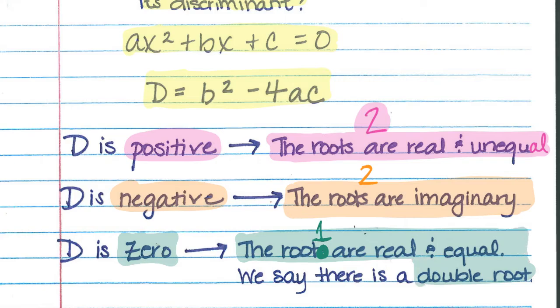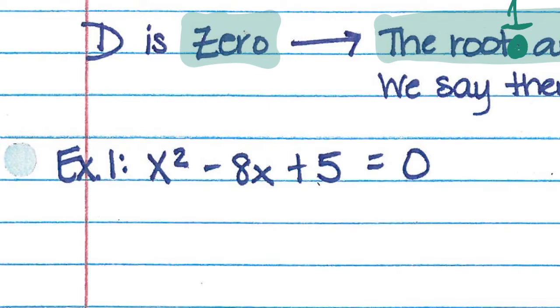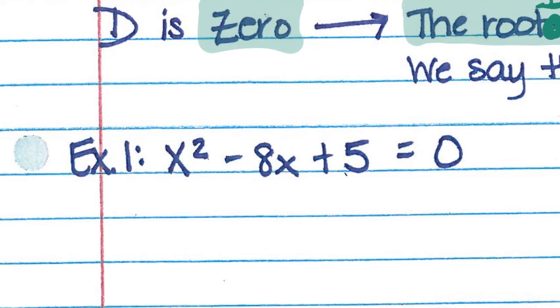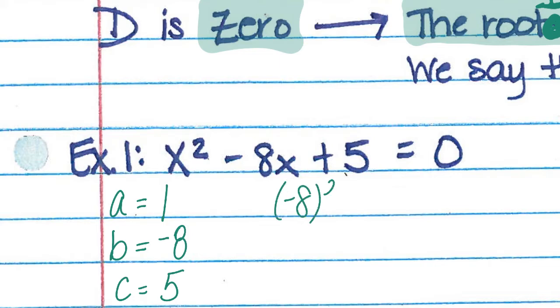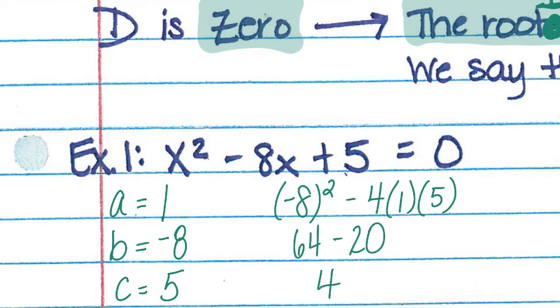So let's go ahead and check out this discriminant. Here we have x squared minus 8x plus 5. I need to add my a, my b, and my c. My a is 1. My b is negative 8, and my c is 5. So I'm just looking for b squared minus 4ac. And we have 64 minus 20, which is the number 44. So the discriminant is the number 44.